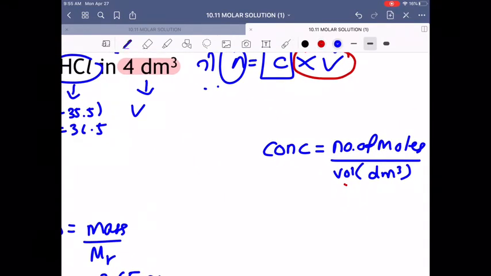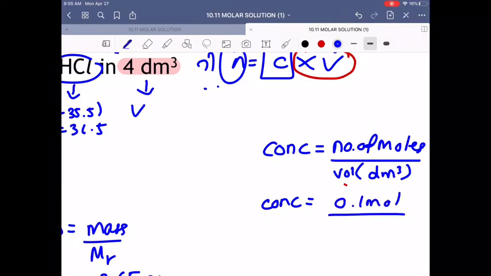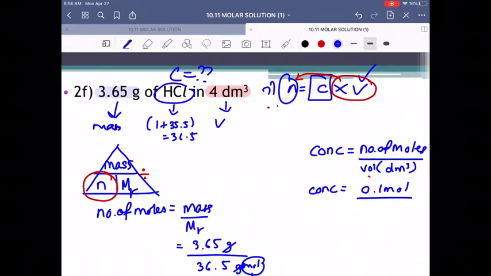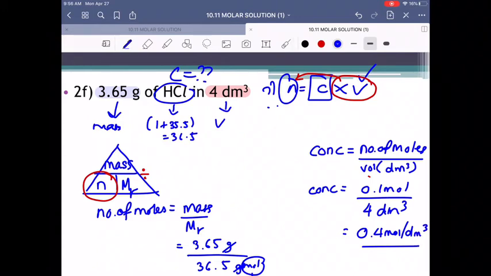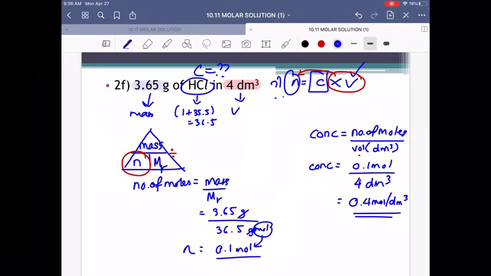So now substitute the values. Your number of moles is 0.1 mole. Your volume here is 4 dm cube. Now key in your calculator, you should get 0.4 mole per dm cube. Okay, so just a reminder, if you have mass, do not forget to use this triangle.